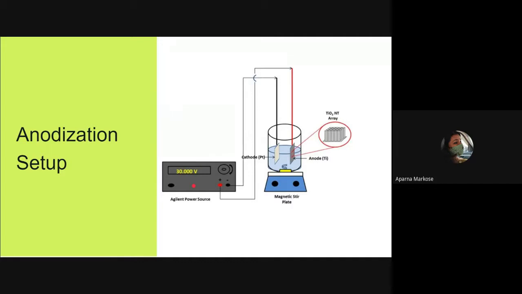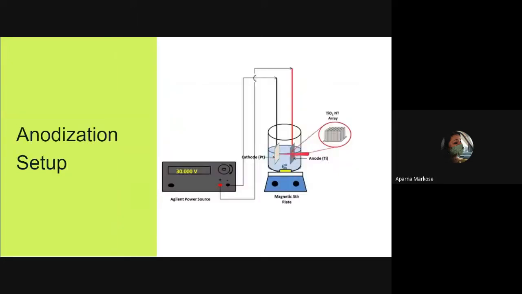So it's very simply a power supply, a cathode, anode, and an electrolyte. And you do not need a magnetic stirrer always. Some experiments require a magnetic stirrer. In this particular setup, right now it doesn't require a magnetic stirrer. So this titanium dioxide nanotube arrays will be formed on titanium.